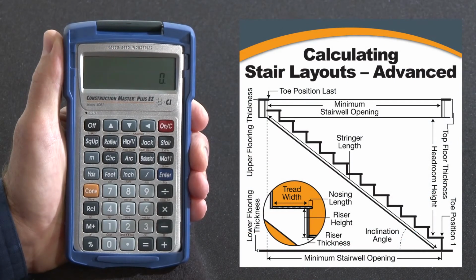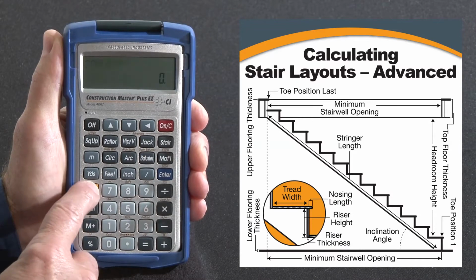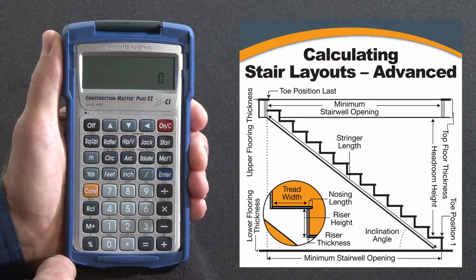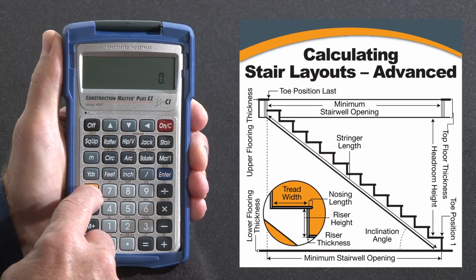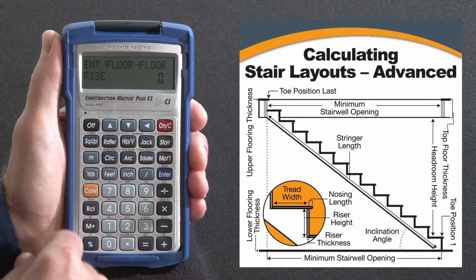Now let me show you how to solve for stair values using the advanced stair function. Let me start off by pressing convert to times to clear everything out to a good starting point. Now to get to any of the advanced functions, you can see the advanced label across the top here, you need to hit the convert key. It's a second function of stair.